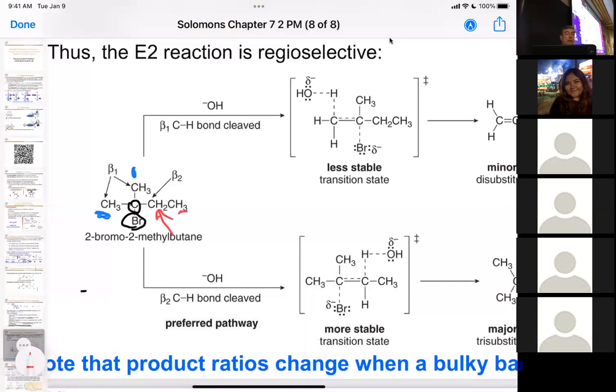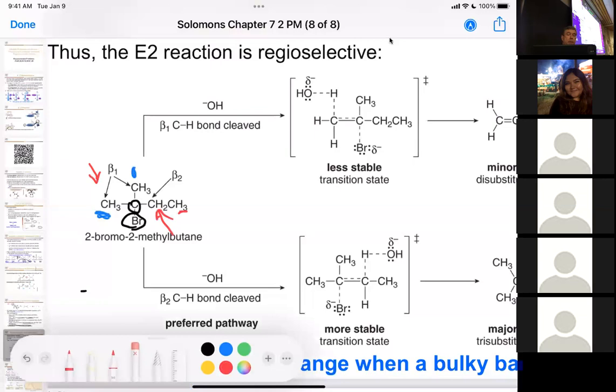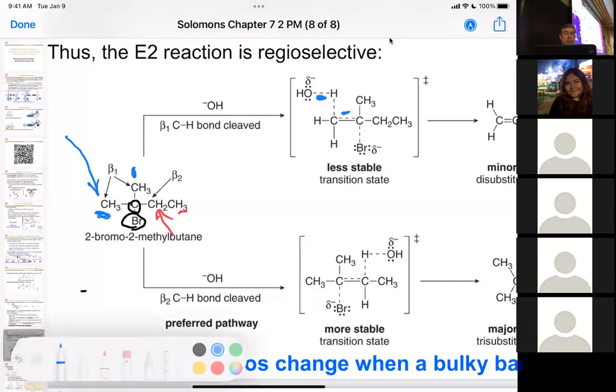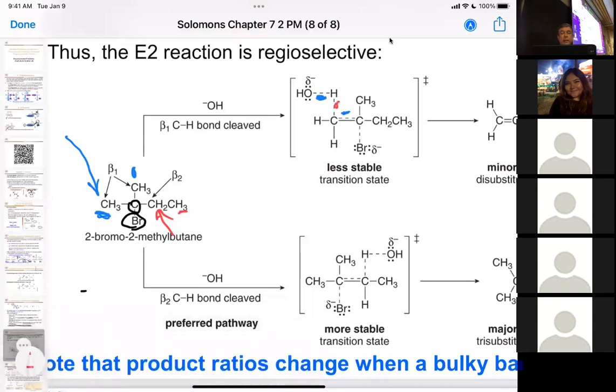Okay, so if we were going to look at that, let's start with the beta carbons on these methyl groups. Since they're all equivalent, we're going to make the transition state that accounts for having our base come in and remove a beta hydrogen on one of these methyl groups. So we have this bond forming in our transition state, this bond forming in our transition state. We have this bond breaking in our transition state and this bond breaking in our transition state.